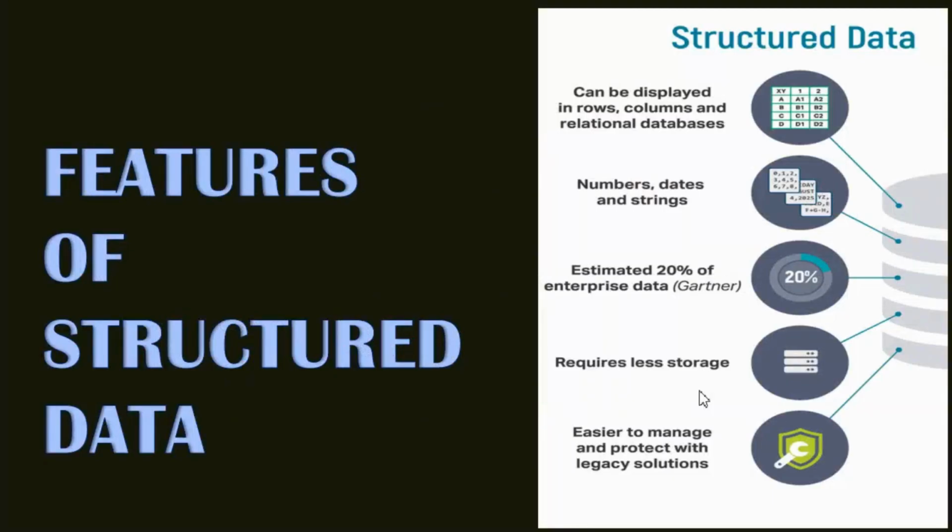Now we can check the features of structured data. So what are some features? Moving with the first one, it can be displayed in rows, columns, and relational databases. There are many relational databases. Structured data formats can always be displayed in these formats or can be used in some other formats also. For example, we can use numbers, dates, strings. These are all structured. An estimated 20% of enterprise data requires less storage as compared to other forms of data and is easier to manage and protect with legacy solutions. Okay, so these are some features of structured big data.